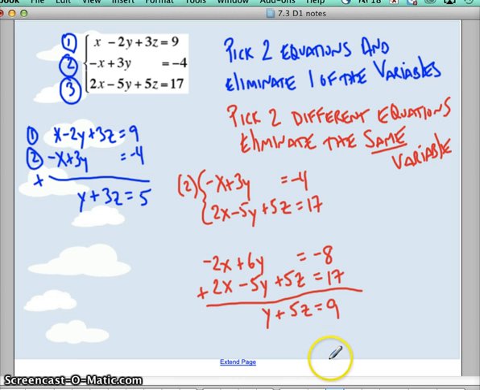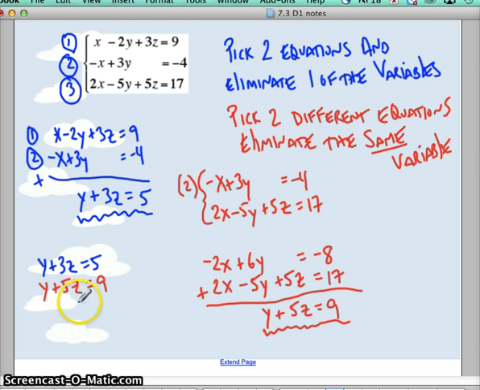Okay, so here's the thing. Look at this equation. It involves y's and z's. And look at this equation. It involves y's and z's. So if I put the two of those together, I want to solve those two.